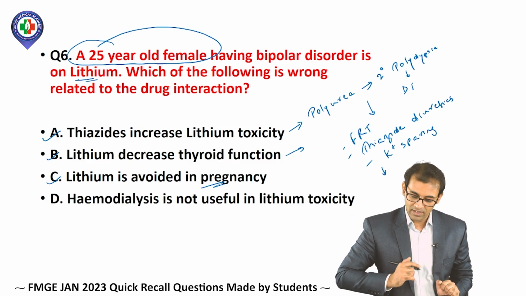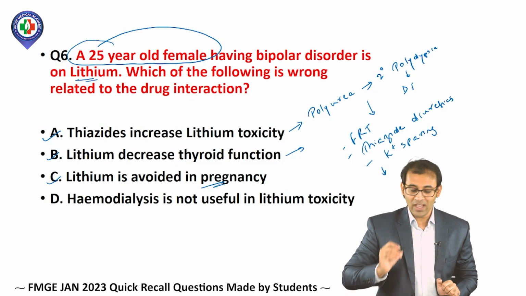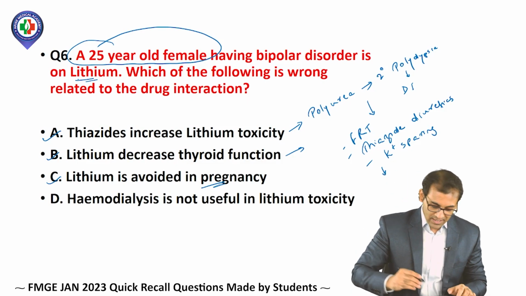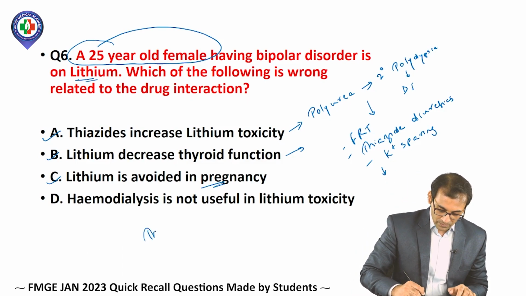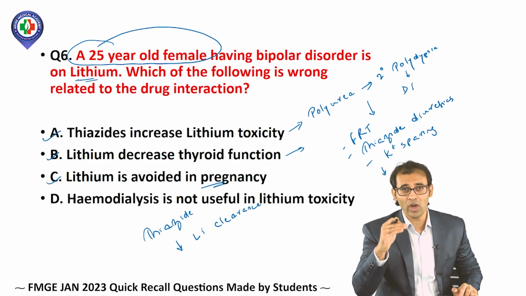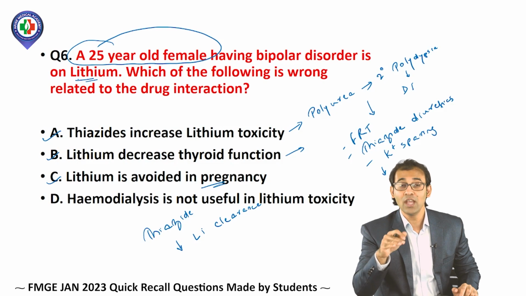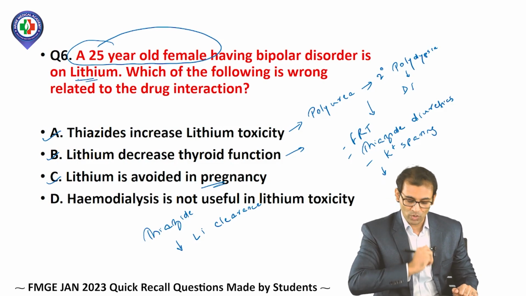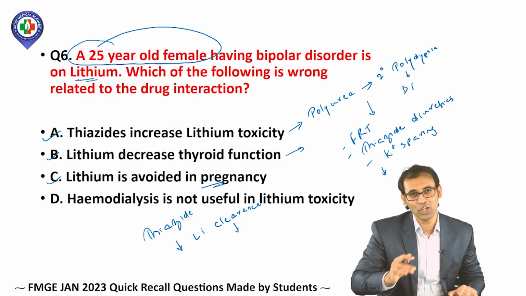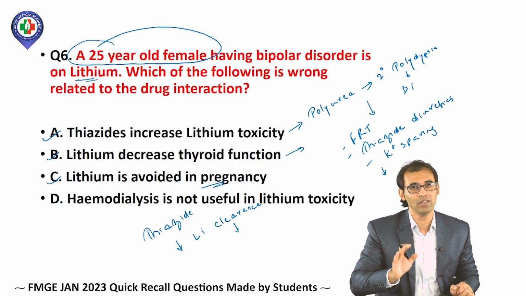body. But we need to understand here that when we are using thiazide diuretics, what is the interaction of thiazide and lithium? See here, thiazide decreases lithium clearance. Very, very important. So it is suggested that whenever you start a patient on thiazide diuretics, you have to decrease the dose of lithium. So what is happening here? Thiazide decreases lithium clearance. So this can cause more accumulation of lithium, which can cause lithium toxicity.